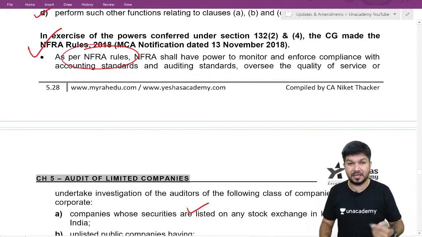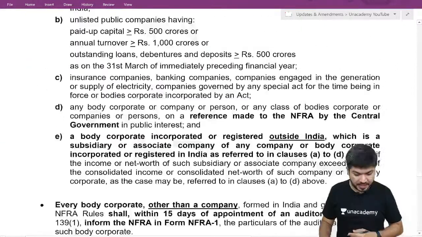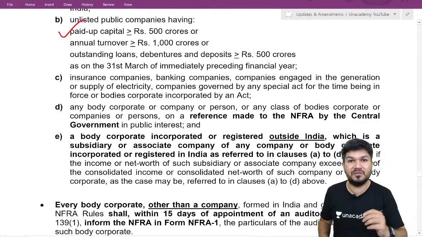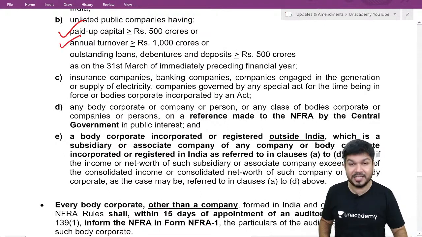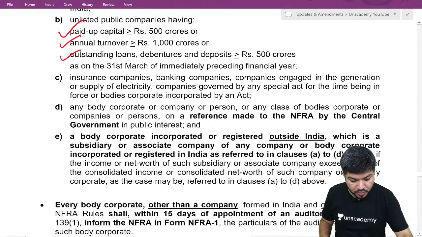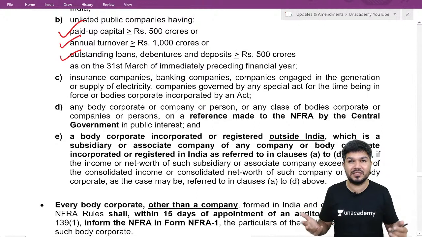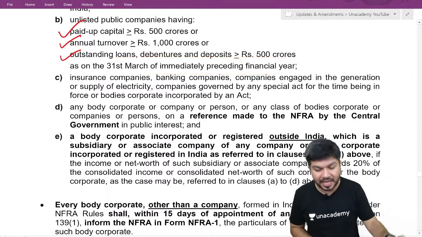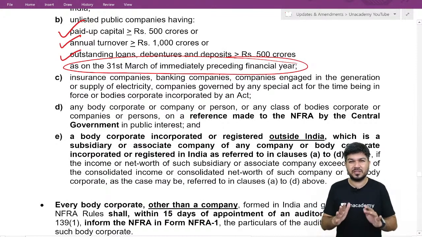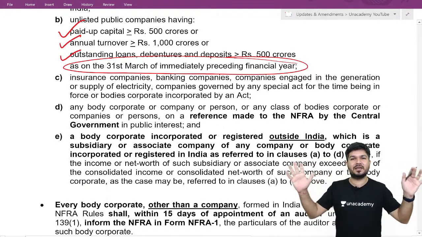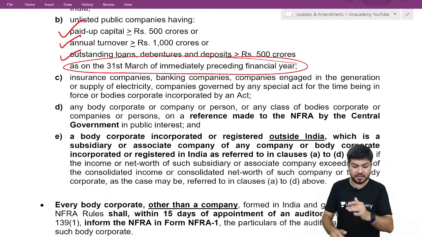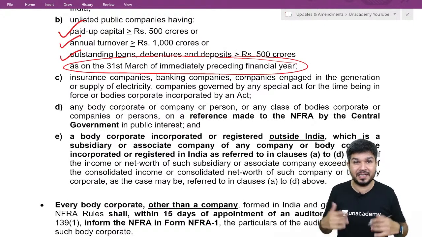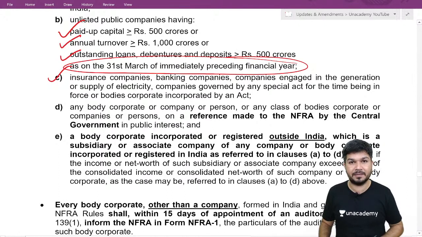One, a company whose securities are listed, whether in India or outside India. Second, an unlisted public company with paid up capital of 500 crores or more, annual turnover of 1000 crores or more, or outstanding loans, debentures, deposits of 500 crores or more, and this you have to see of the last year. If you just see, NAFRA applies to big companies, not small. Plus, insurance company, banking company, electricity company, for them NAFRA is applicable.